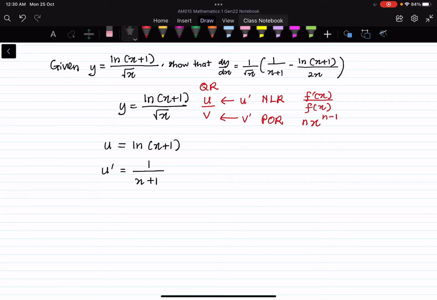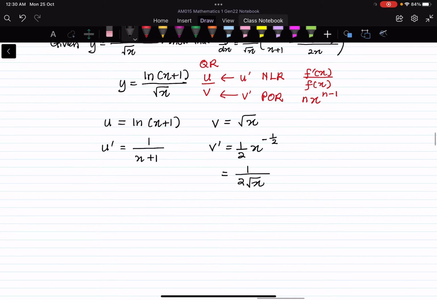Now let's take a look at v. Our v is √x. So we know that √x is x to the power of 1 over 2. If we use the power rule, we bring down the power, which is 1 over 2, copy down the x, and the power minus 1. 1 over 2 minus 1 is negative 1 over 2. Let's rewrite this as 1 over 2√x.